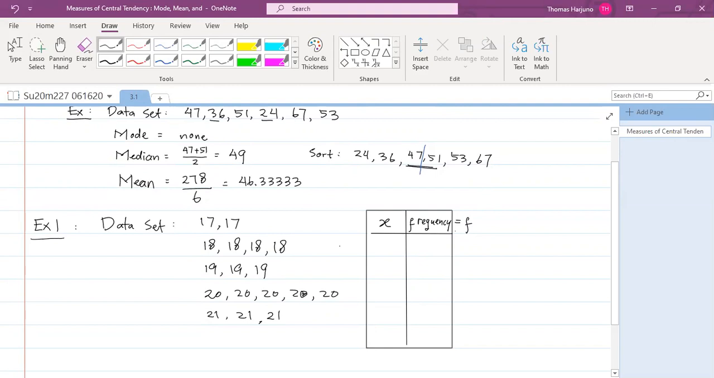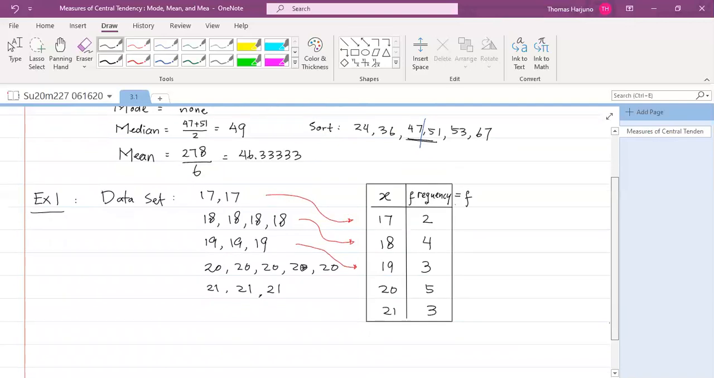Now then, for example, this 17 here is in this class 17, and it happens twice. 18 happens four times. So you see, we group them now. 19 happens three times, so on and so forth. 20 happens five times. 21 happens three times.